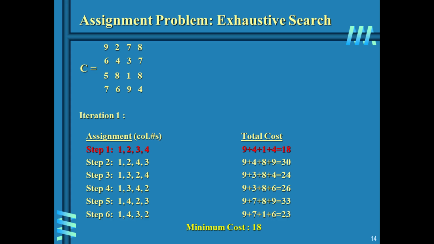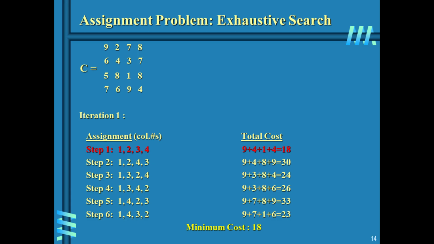So among these 6 possible ways from iteration number 1, the minimum cost here is 18. Coming to iteration number 2, I am fixing job 2 to person 1 and trying with other possible combinations of job for the remaining persons.